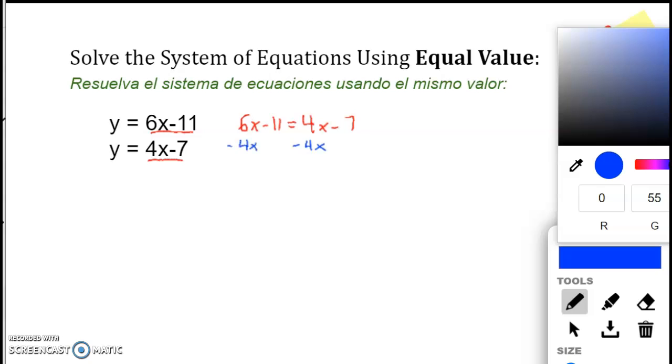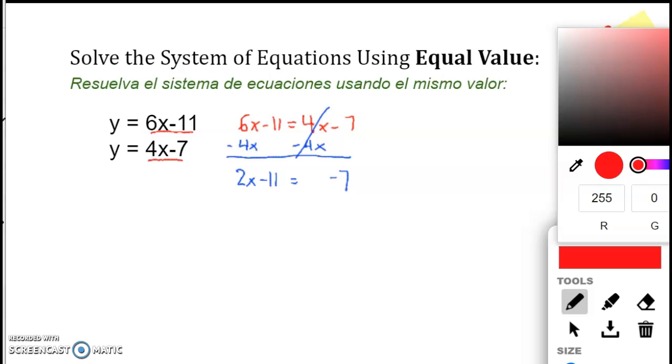Then you'll end up with a positive. So then this becomes 0. So you're just left with -7 on the right hand side of the equal sign. On the left hand side of the equal sign, 6x minus 4x is just 2x. And then I have my -11 that hasn't been touched. Now I have numbers on both sides.